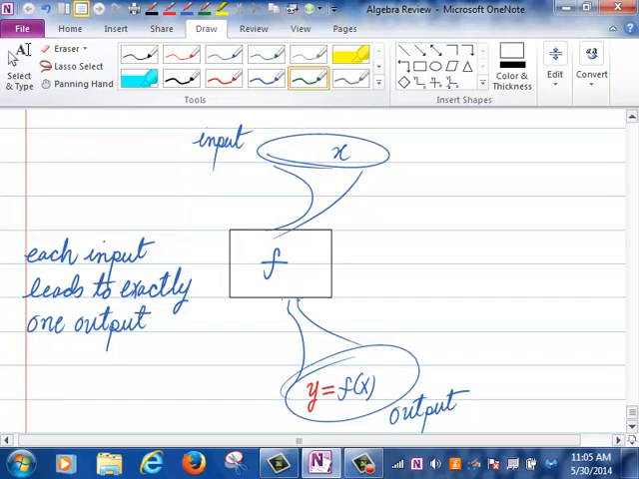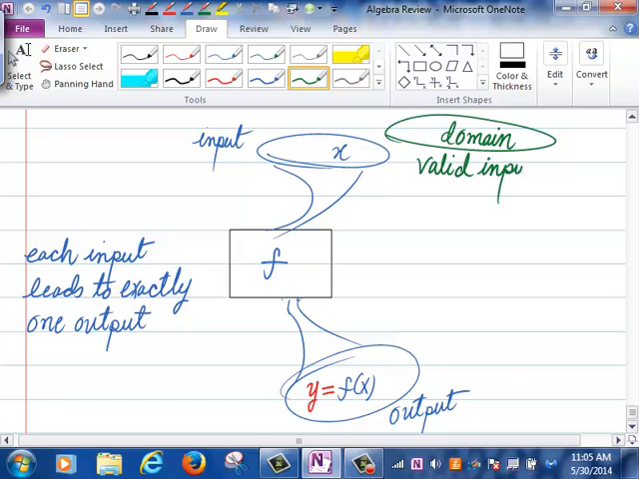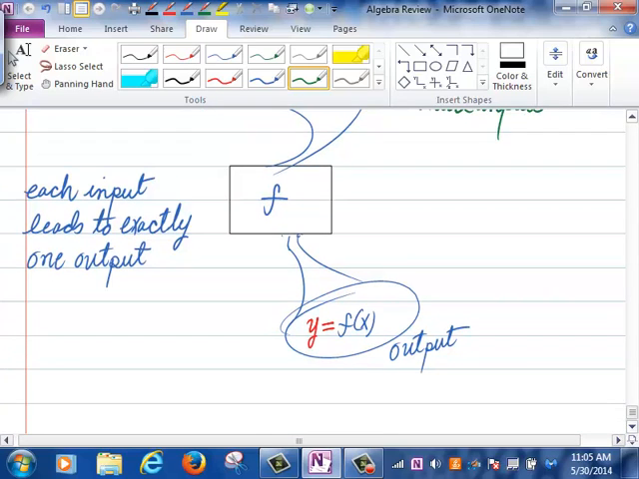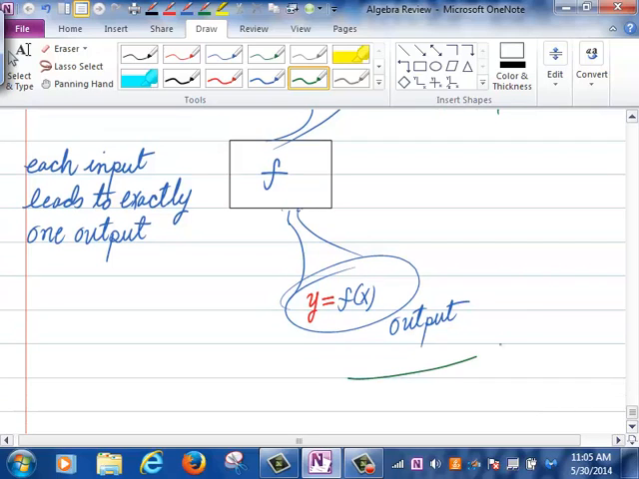So given any function, there is a collection of valid inputs, okay? And that's called the domain. So here's the domain, and domain is the valid input. It's the collection of valid inputs, okay? And what's the collection of output values? The collection of output values, that's called the range. The range of a function is the collection of output values.